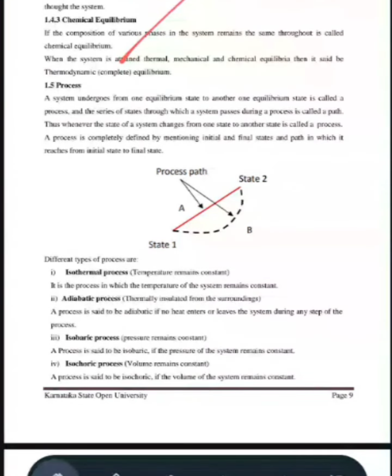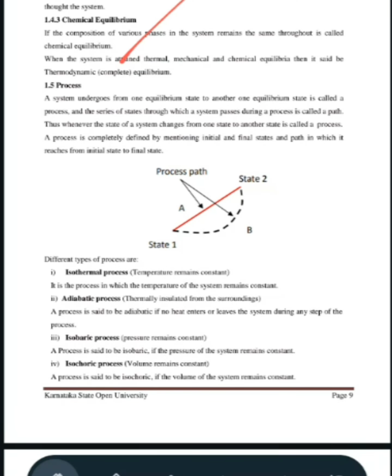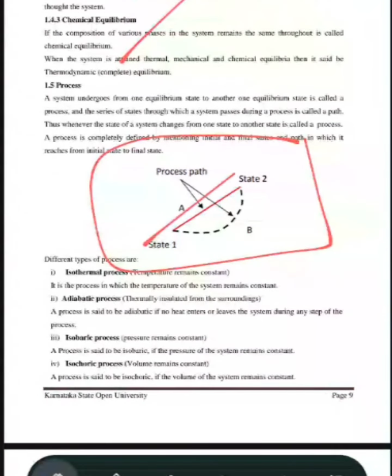So this can also be denoted as a process. A system undergoing a change from one equilibrium state to another equilibrium state is known as a process. There can be two different paths that can be denoted here, from state 1 to state 2, or from A to B. So it can take different paths depending on the variation of the state variables.